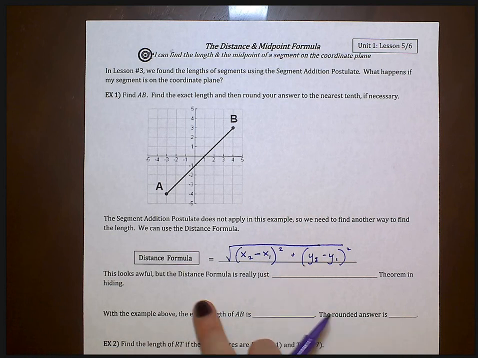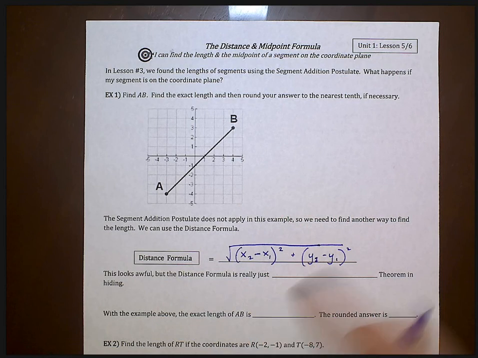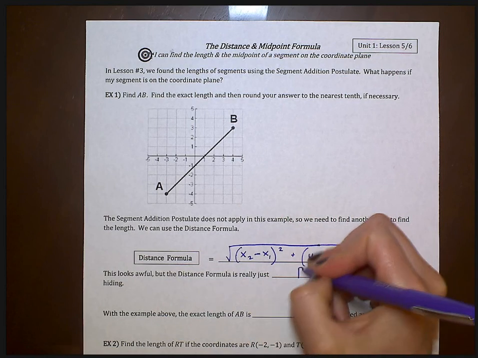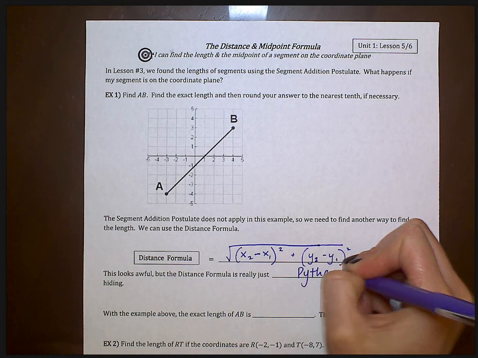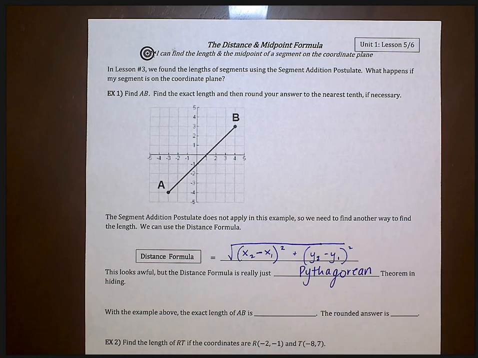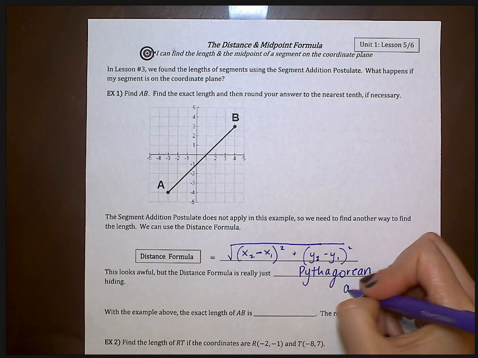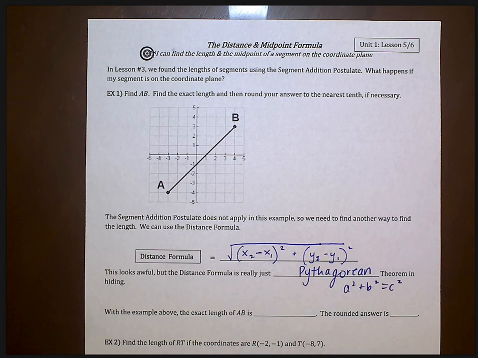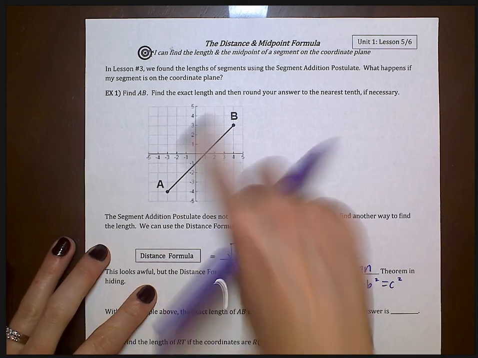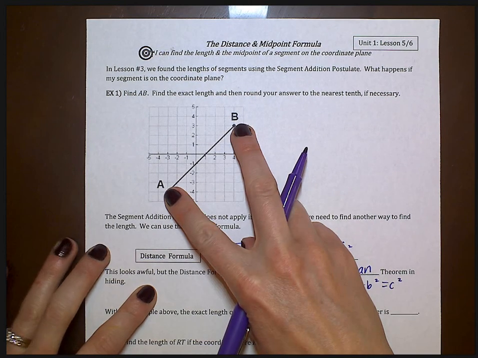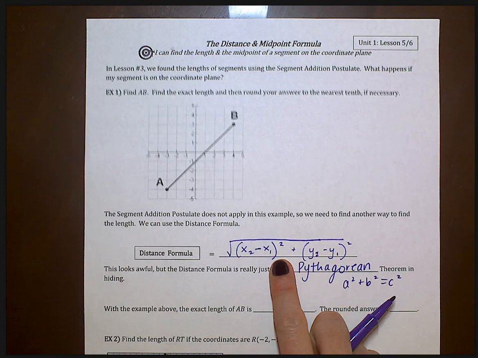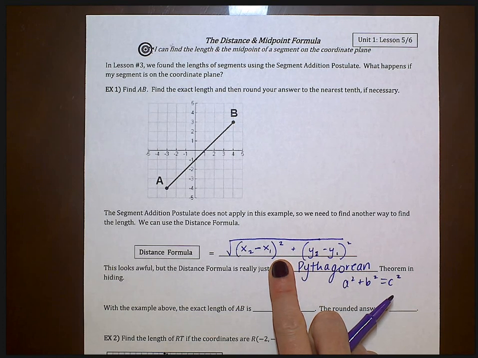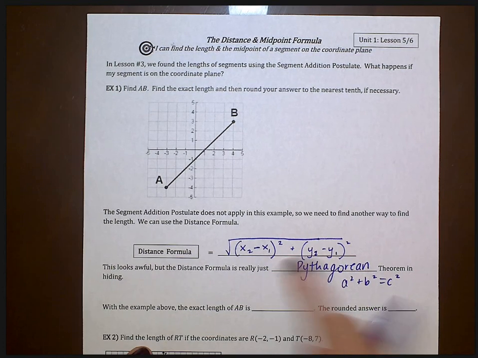But guys, the distance formula is really just Pythagorean theorem in hiding. And I think we all know Pythagorean theorem. That's just a squared plus b squared equals c squared. So let me show you how Pythagorean theorem applies when you're finding the length of a segment on the coordinate plane. And then I'll show you how the distance formula is derived from Pythagorean theorem here.